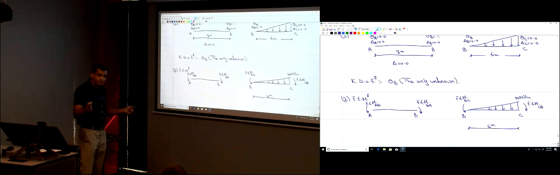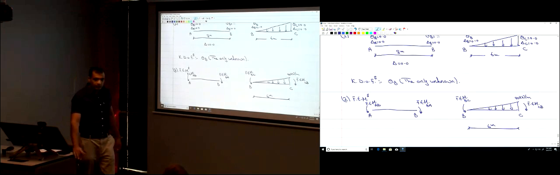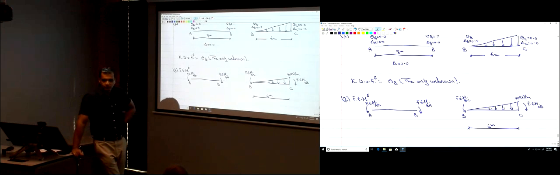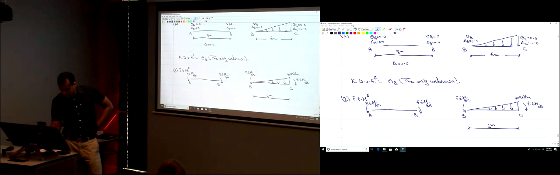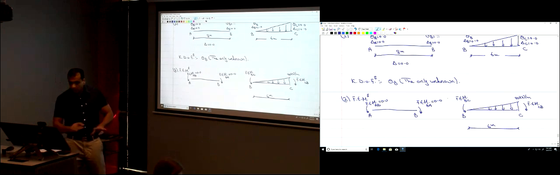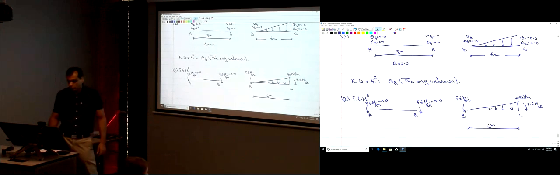So how much is the fixed end moment AB? You have a member AB with no loads on it. How much is the fixed end moment for a member with no loads? 0. Nothing. So the fixed end moment here is 0. The moments due to the applied loads is 0. There are no loads.